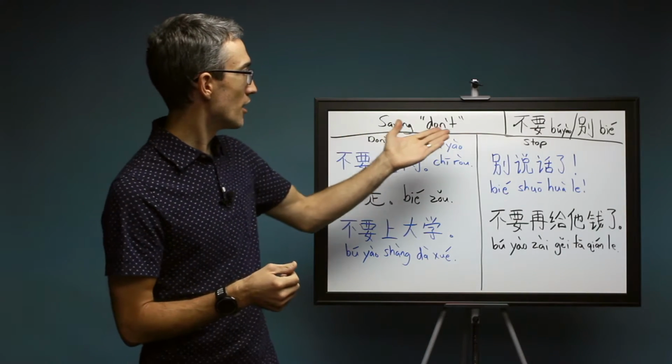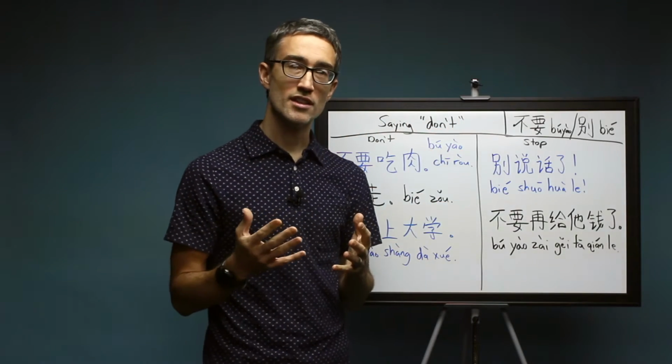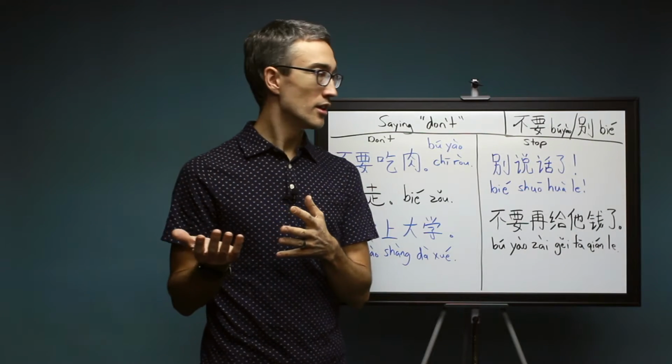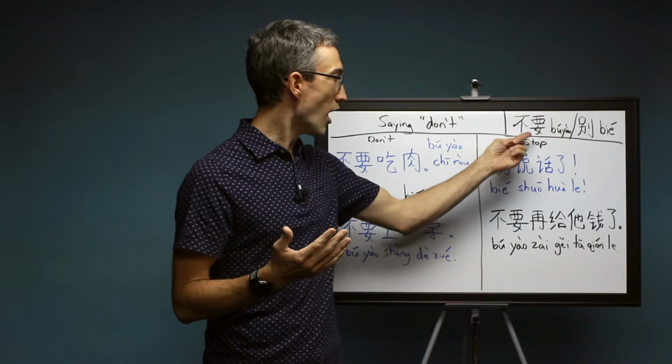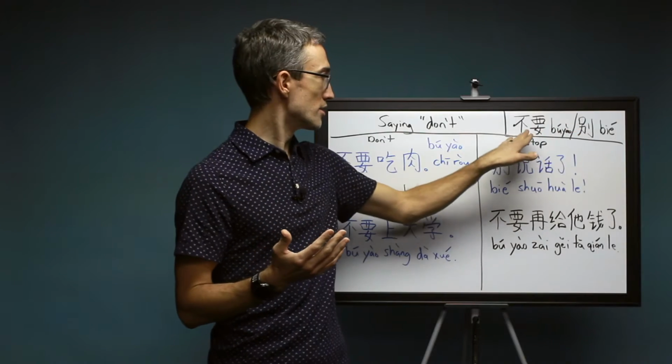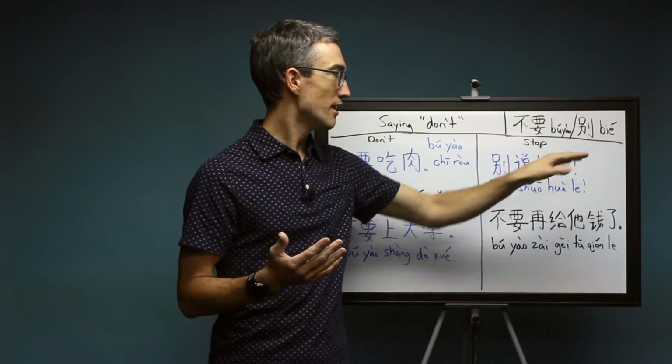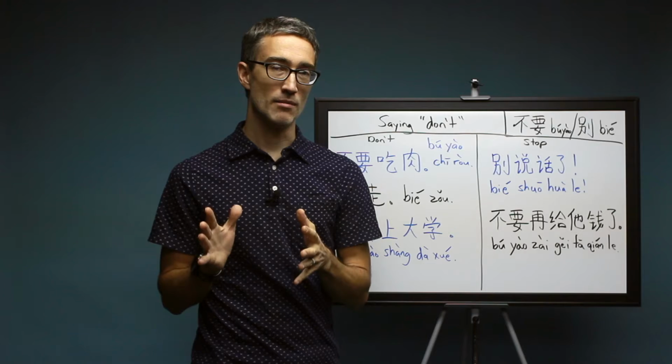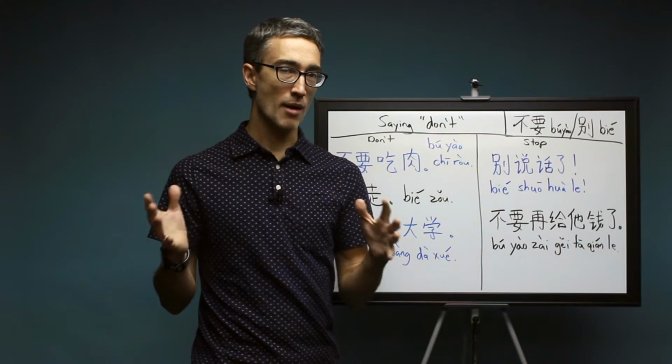So here there are two ways to do this. Before the verb, you put 不要 or 别. So this is 不要, this is 别. They mean exactly the same thing in usage, in grammar, in meaning.